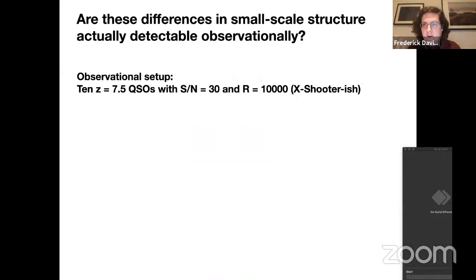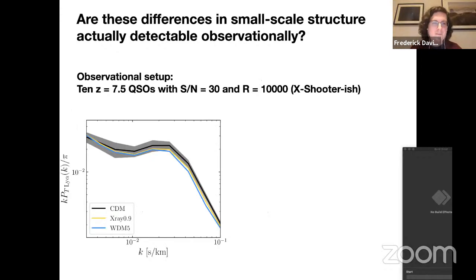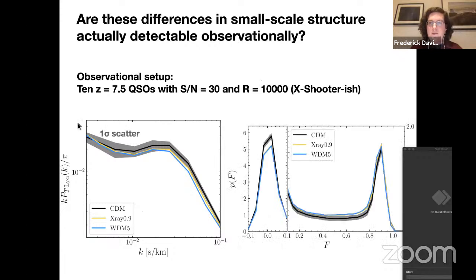The question then, now that we've established that we can get these differences in the spectra from the small scale structure, is can we actually detect this observationally? With this sort of observational setup, maybe like an XQR2 or XQR10 or something in the near distant future, we can compress those proximity zone spectra into some of people's favorite statistics, for example, the power spectrum, looking at the strength of fluctuations, and just the PDF of the flux in pixels inside the proximity zone.